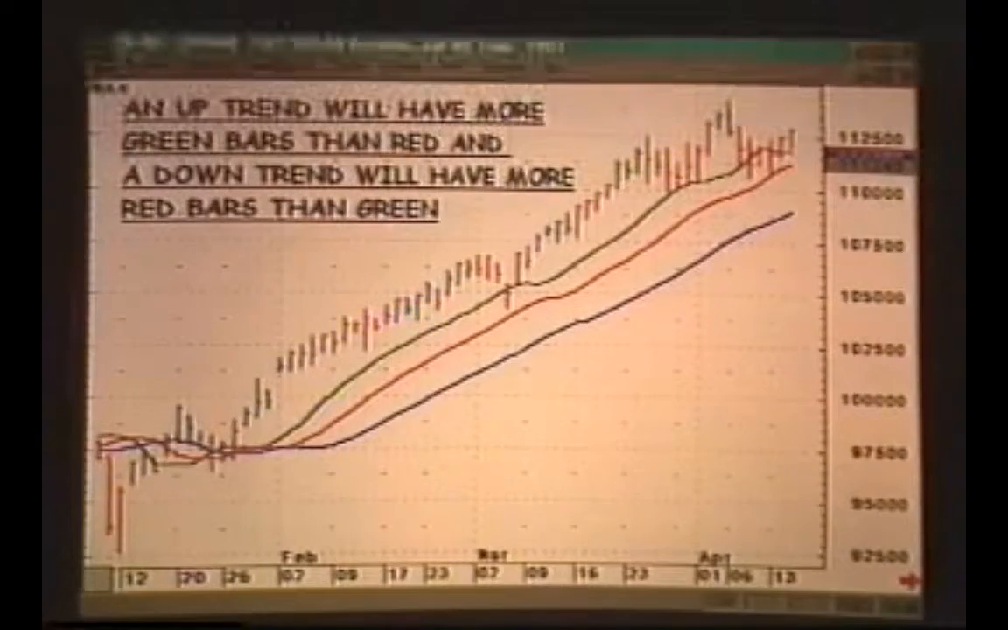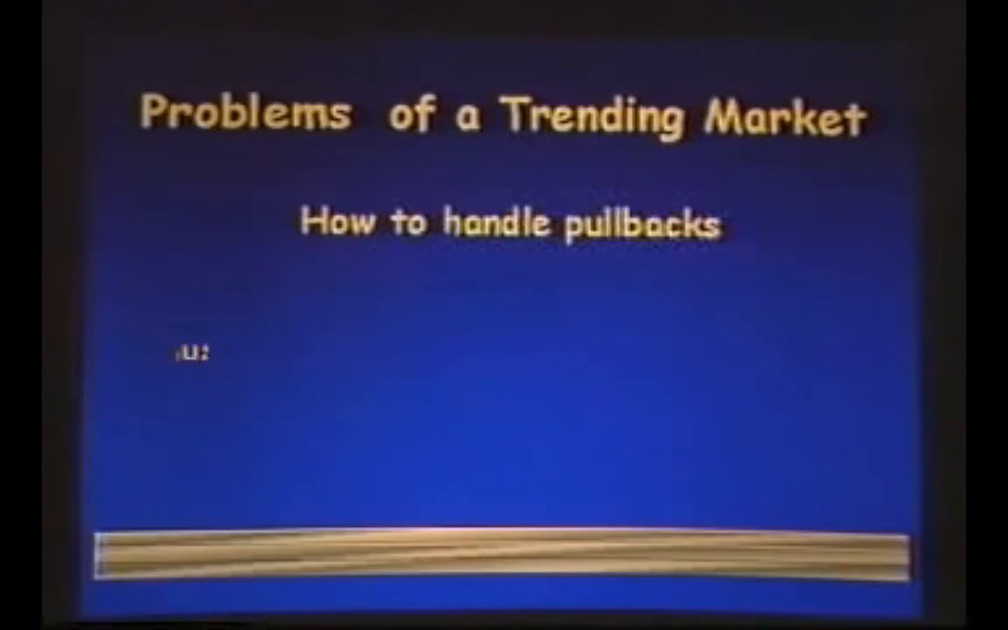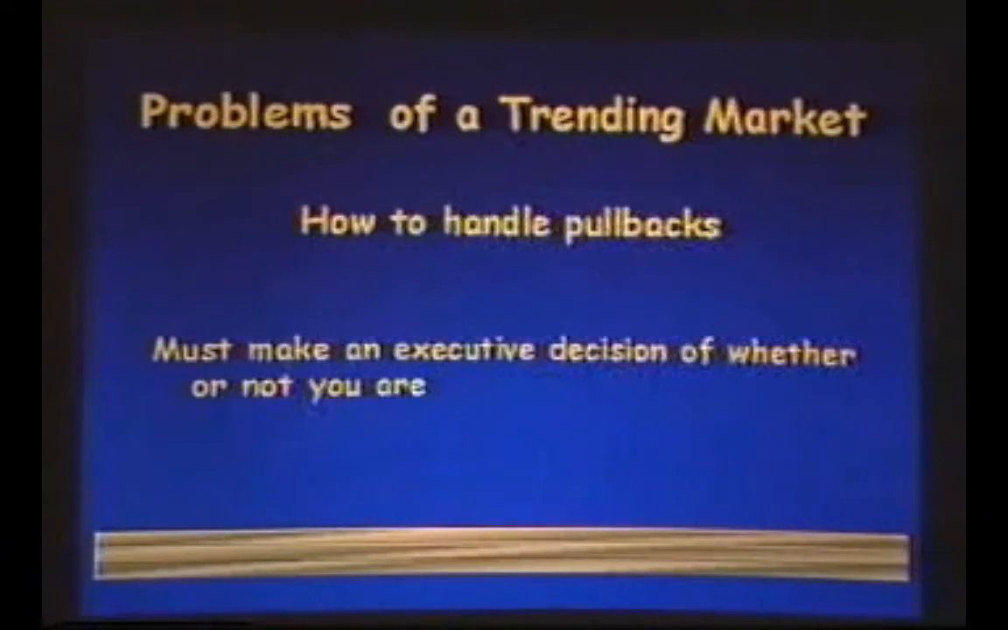In any uptrend, also, we'll have more green bars than red bars. And again, this has to do with the thrust and the pullbacks. And in a downtrend, you'll have more red bars than you will have green bars. The problem of trading a trend is twofold. Number one is when you get in, and number two, and more difficult, is how do you handle pullbacks. You must make an executive decision whether or not you're committed to this trend.